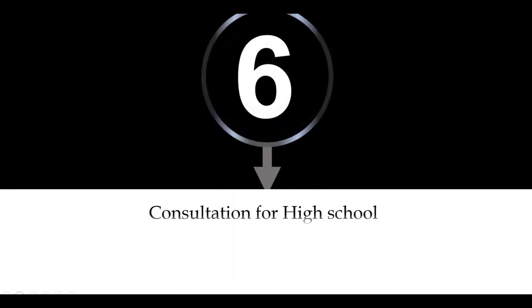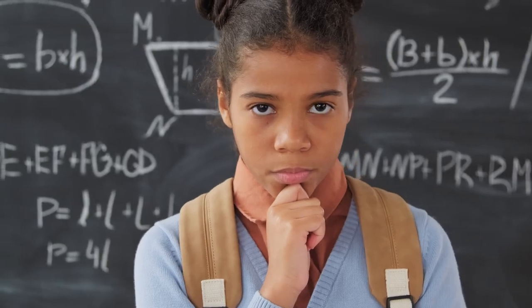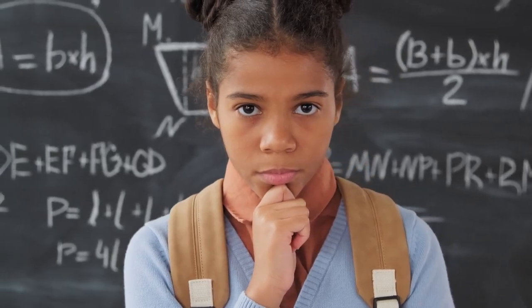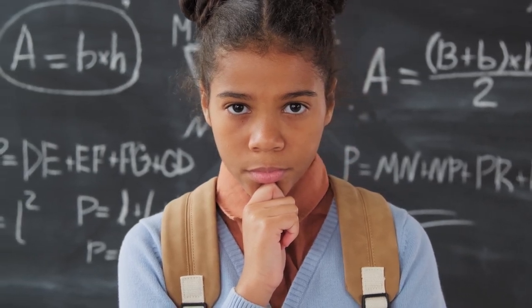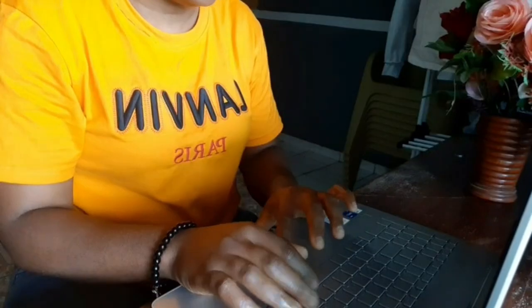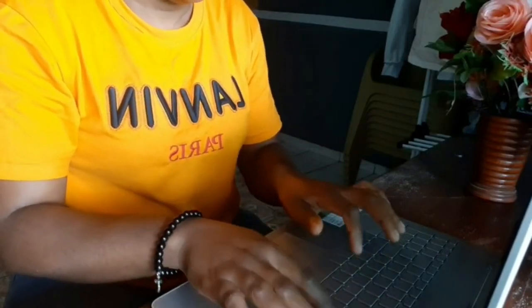Number 6 digital product or online business idea for students to start is to become a consultant for freshers or high school graduates. A lot of high school students who are thinking of getting into the university are always in need of help with things like the university application procedures, picking out the right courses that align with their career goals, finding cheap places to stay.